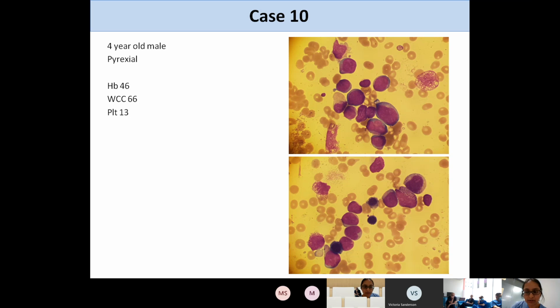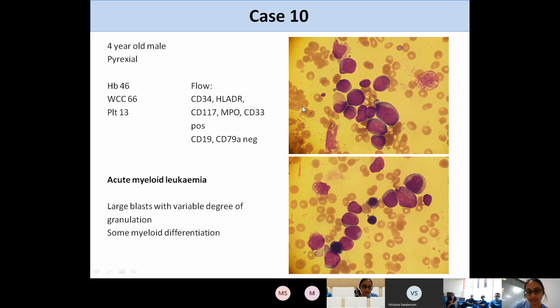So we're thinking that possibly this is a myeloid type of leukemia rather than lymphoid because of the granulation of the blasts. And the flow cytometry mirrored that. He was positive for CD34 and HLA-DR, so that's telling us that it's an immature cell. And he was also positive for CD117, MPO, and CD33. MPO and CD33 are myeloid markers. And he was negative for the B cell markers CD19 and CD79A.